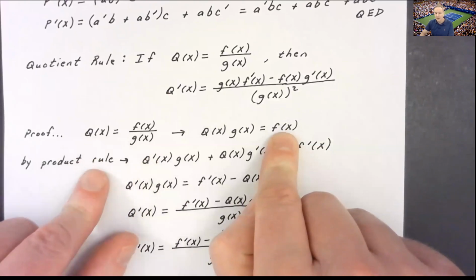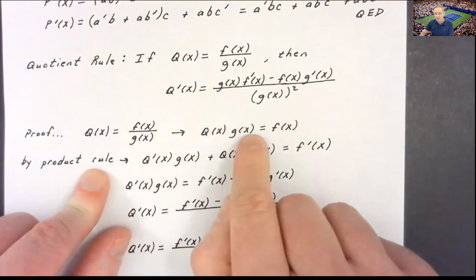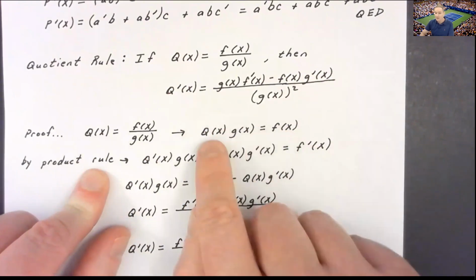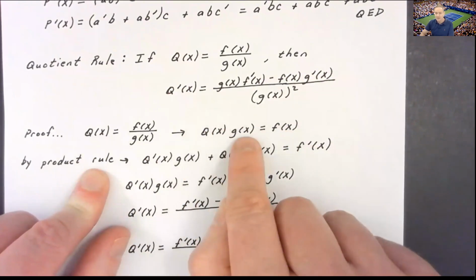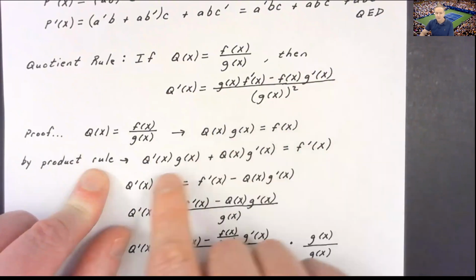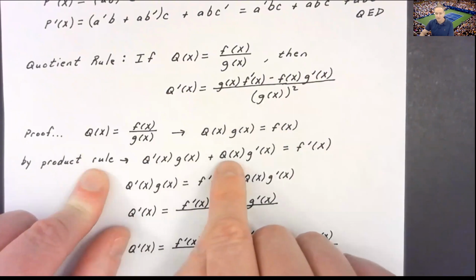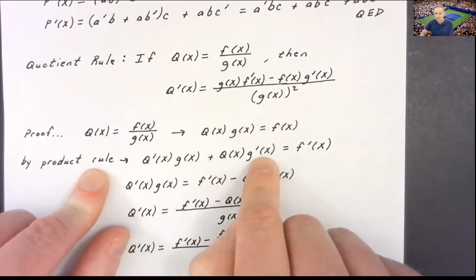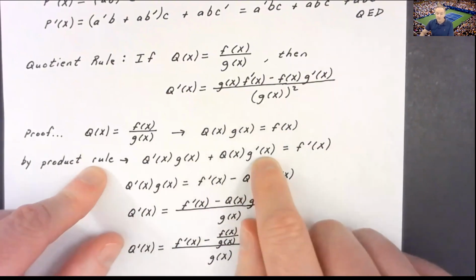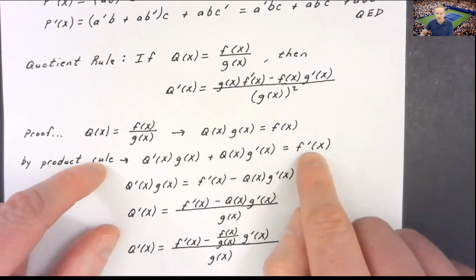Now I can say, by the product rule, I can take the derivative of that left-hand side and say it's just the derivative of the first times the second plus the first times the derivative of the second. That's what I've done right here. Derivative of the first times the second plus the first times the derivative of the second. Of course, the derivative of the right-hand side is just f prime of x.